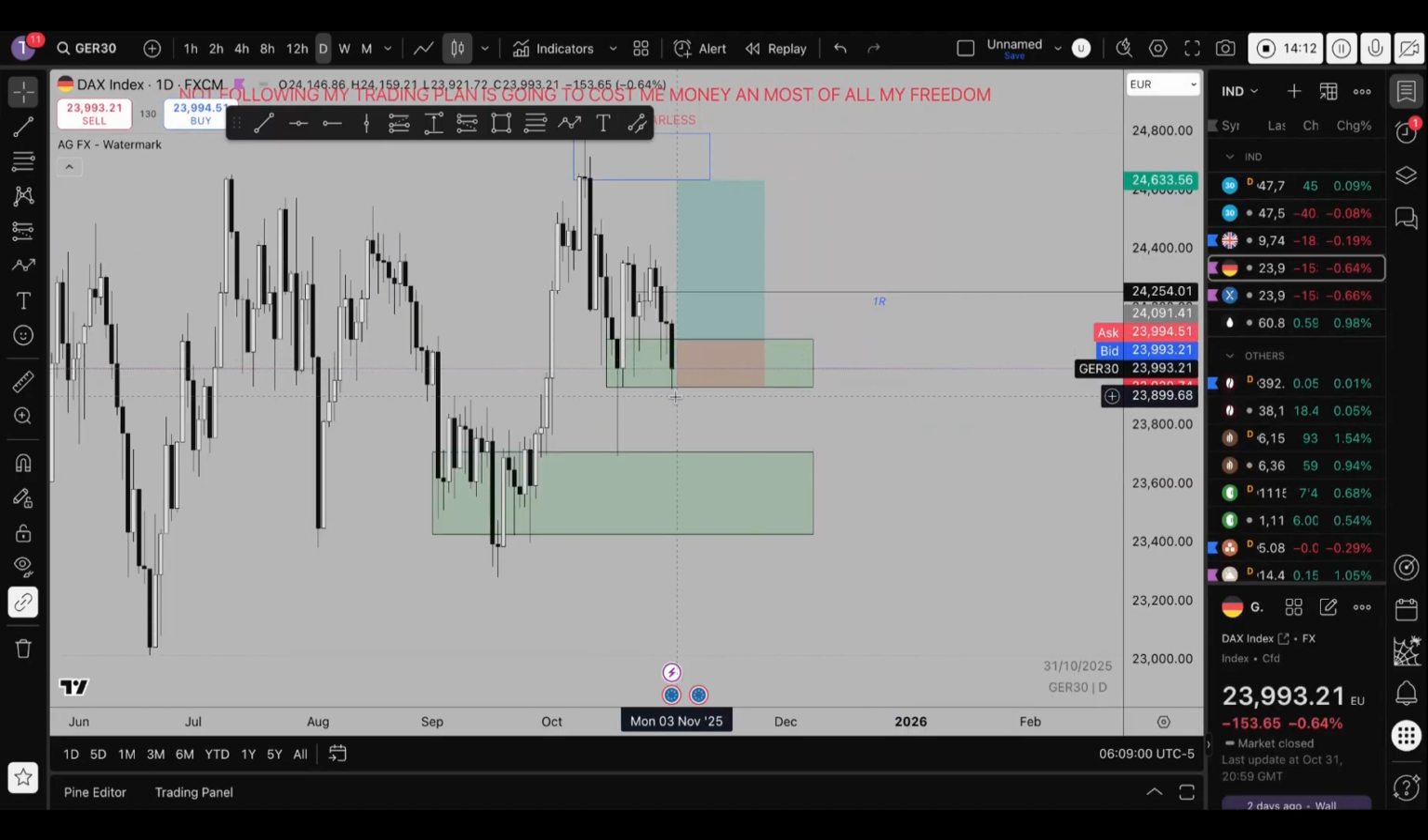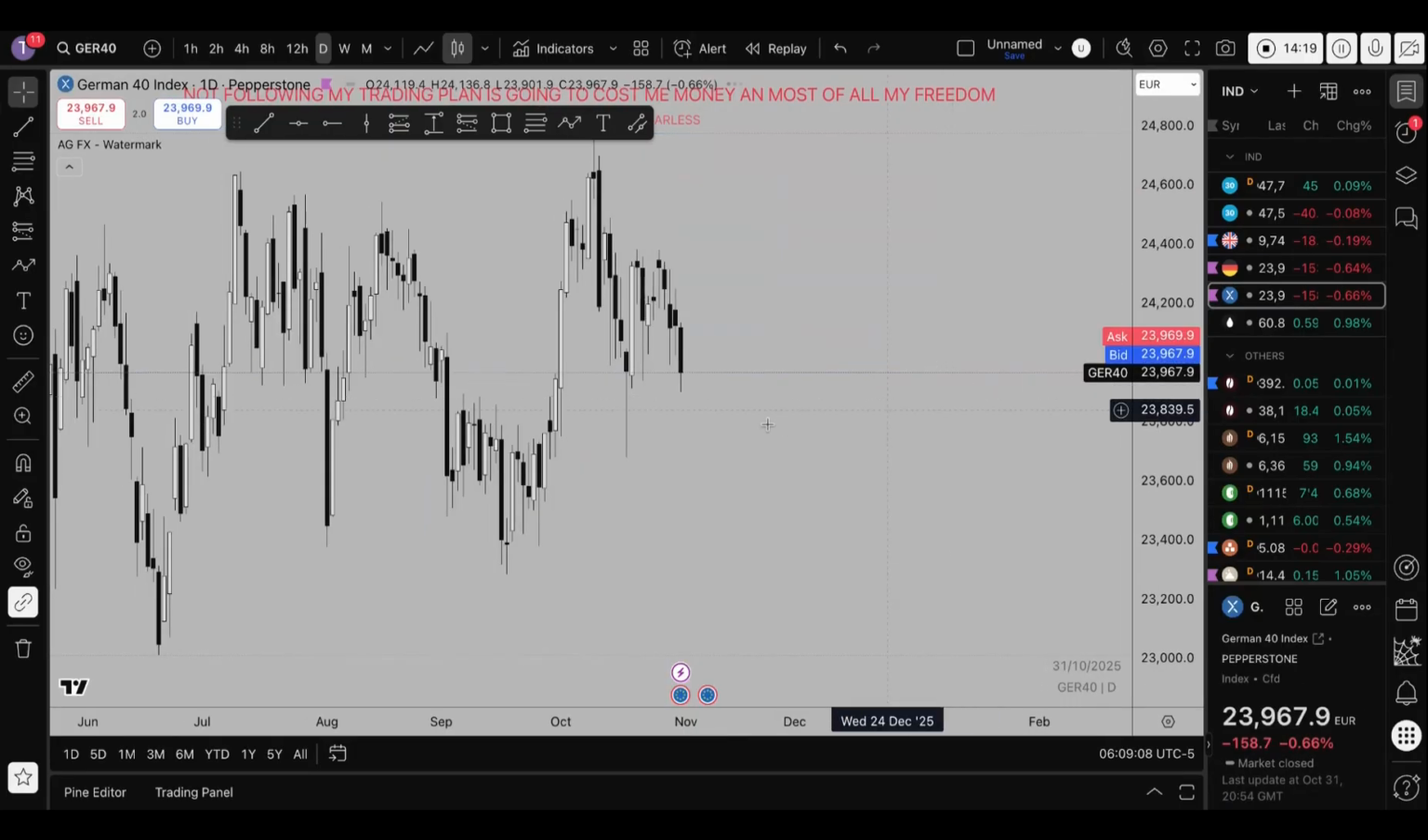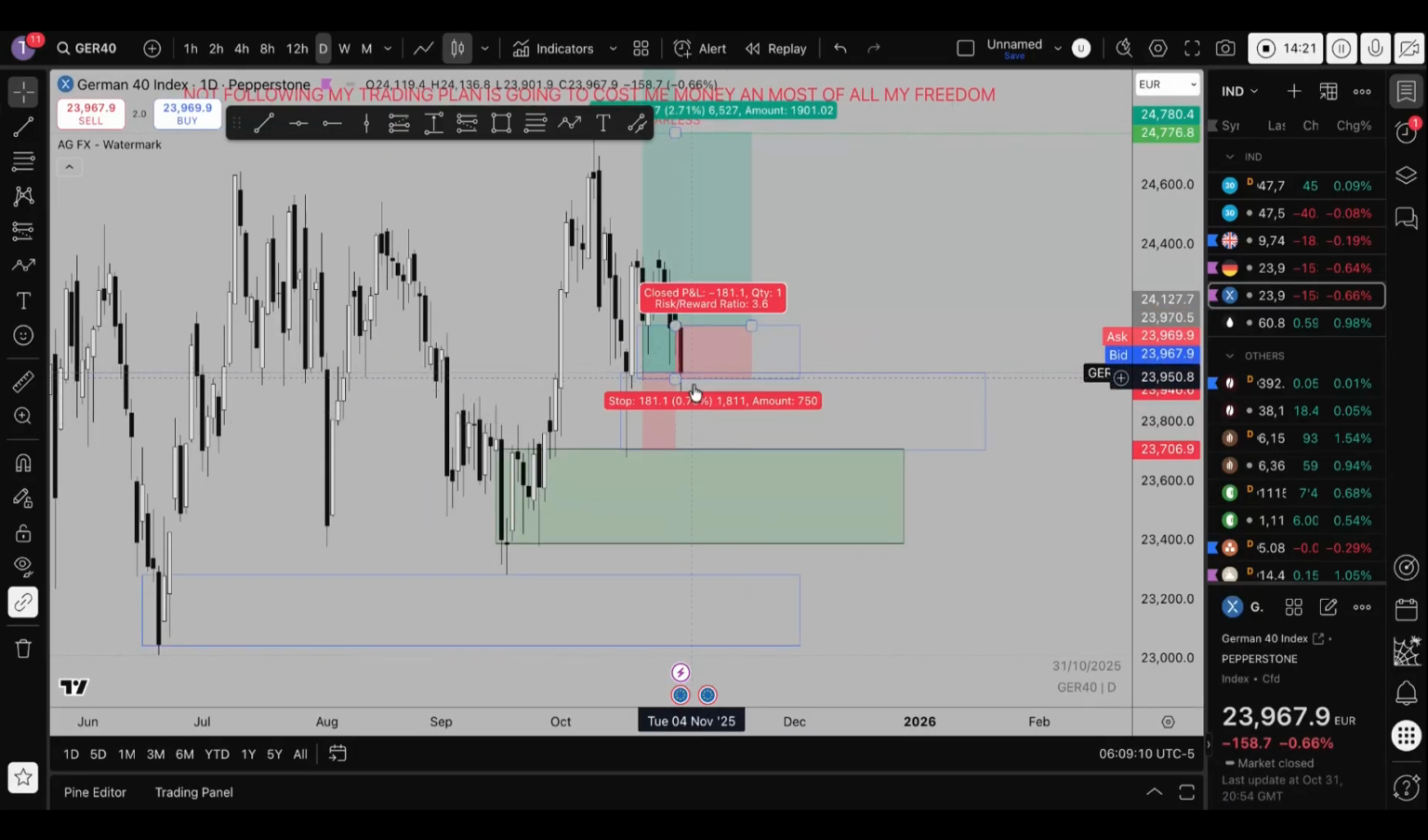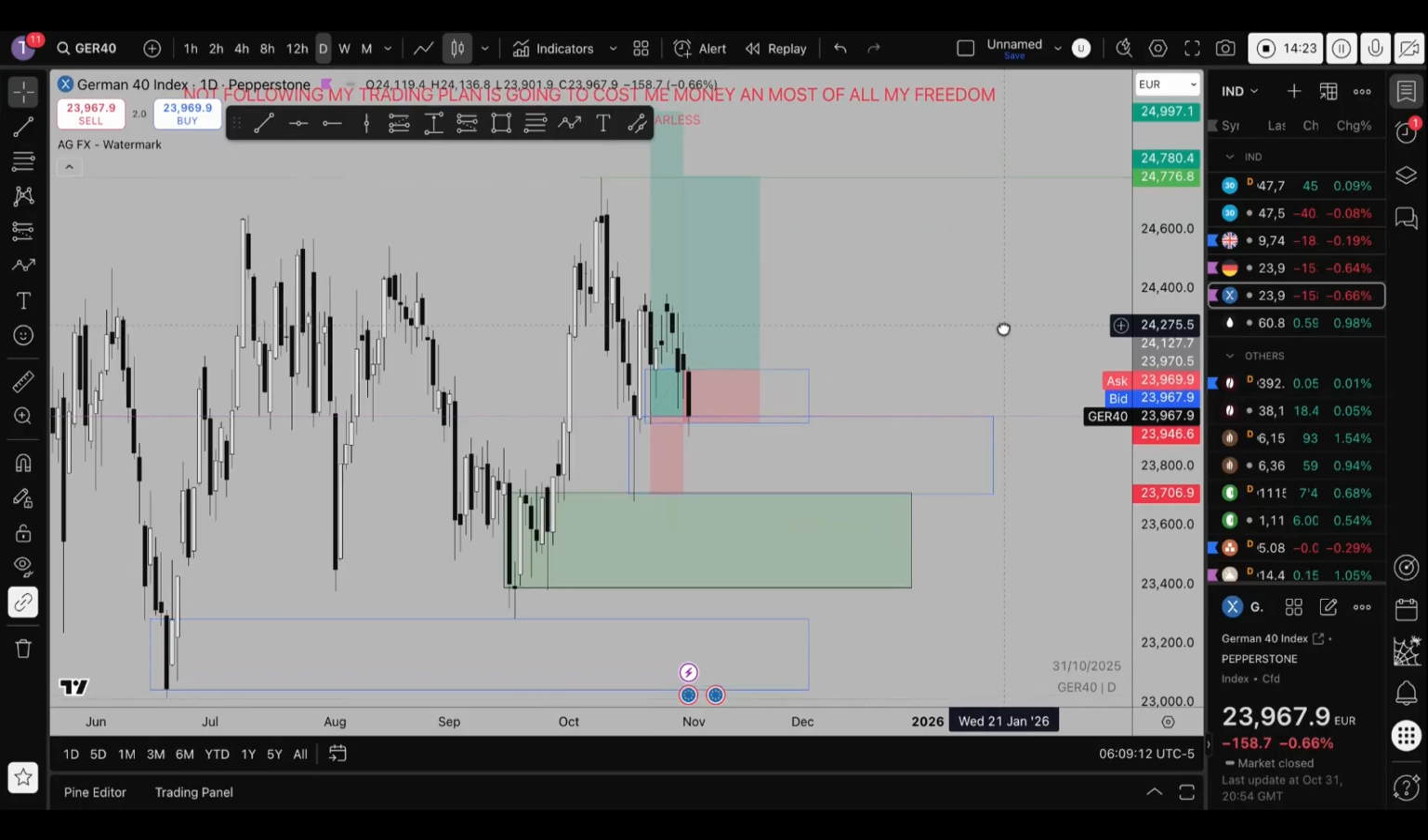German 30, I didn't get stopped out somehow. I don't know why, but let's see. German 40, the 40, yes, I got stopped out. Unfortunately, it happens.